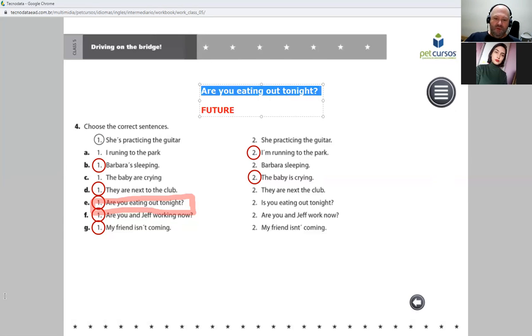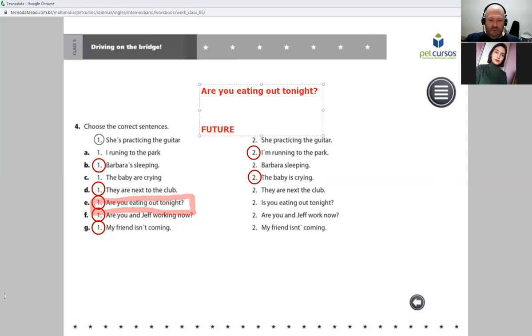So, if you get any sentence, for example, I am studying. Beleza, eu tô estudando. I am studying next week. Então fica, eu vou estudar semana que vem. E não eu estou estudando semana que vem. Tá? Então é só colocar um tempo futuro ali. Vira future. Tá bom?